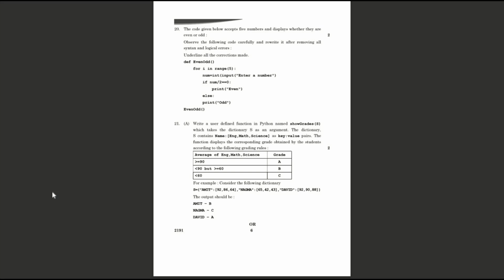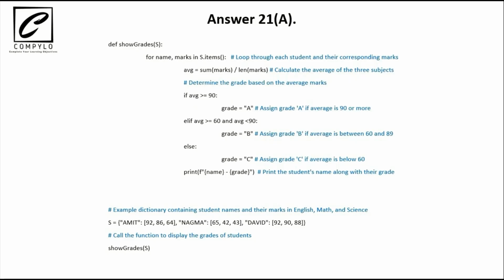And then we have been given the sample dictionary along with the expected output. So function showGrade with parameter s can be defined as depicted on the screen. Here, this function accepts the dictionary s where keys are student names and values are a list of marks for English, math and science. The for loop iterates over each student and their marks. After that, the function calculates the average using the formula sum of marks divided by the number of subjects. Here we have used the len function for marks, as it will give the length, that is 3 here.